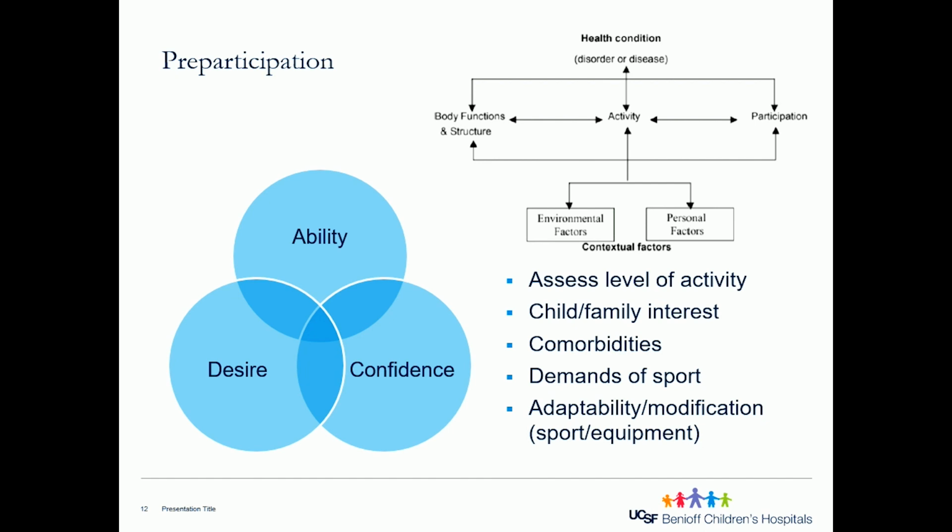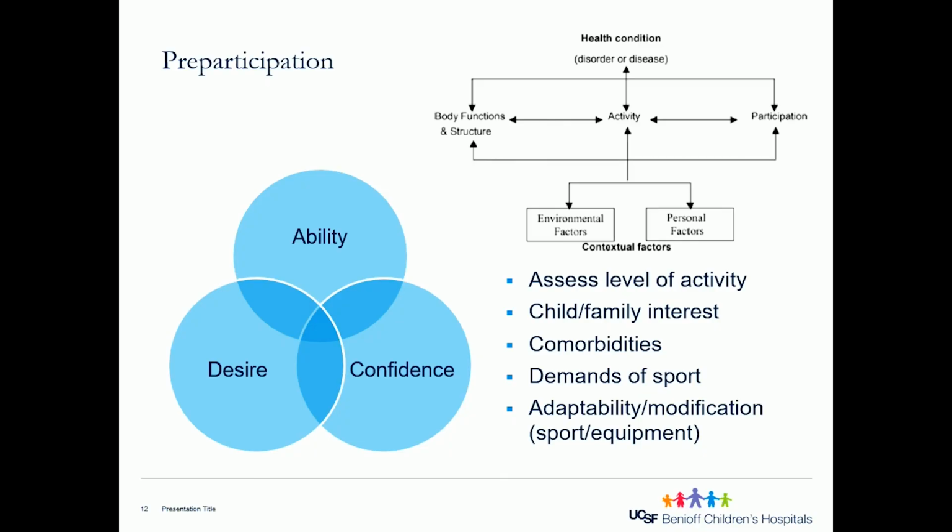During that pre-participation assessment, you're also considering other comorbidities, whether there are any other medical conditions to be considered for the child, or any conditions specific to the primary disability that you might need to consider. Also consider the demands of the sport, especially for some conditions like Down syndrome, where if there's atlantoaxial instability, you might have to direct that children participate in non-contact sports. And then, is there a way to adapt or modify that sport to meet the child's need?